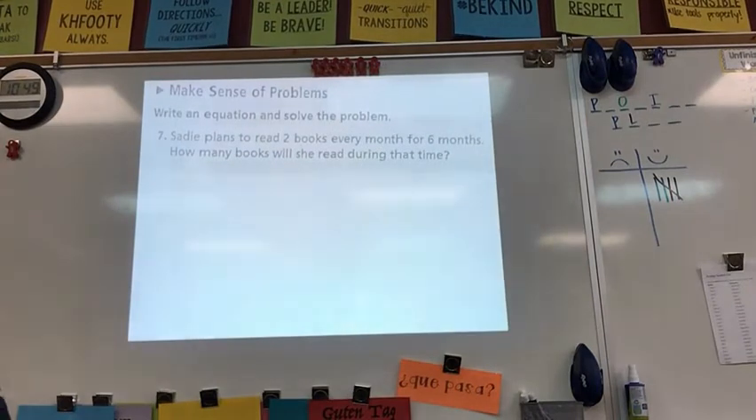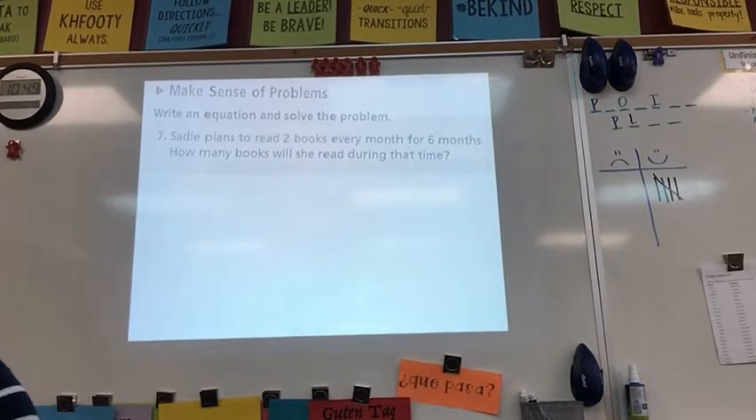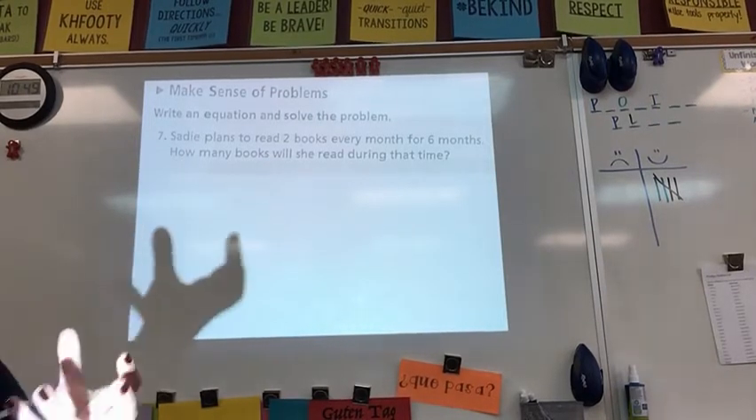Numero 7. Sadie plans to read 2 books every month for 6 months. How many books will she read during that time? So if I'm the mathematician doing this, I get to choose if I'm doing a picture or not. We did our picture practice, so I get to choose. I still think of it in my brain whether I draw it or not.